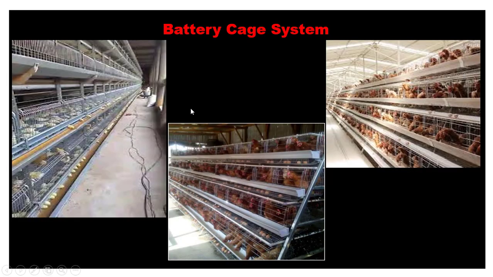So this is a battery cage system. A battery cage system, you can also use battery cage in brooding your day-old chicks. And this is a battery cage for layers. You can see the eggs. When they lay, the eggs fall out, so they will not be able to eat the eggs. You can see how it is. So that is it.